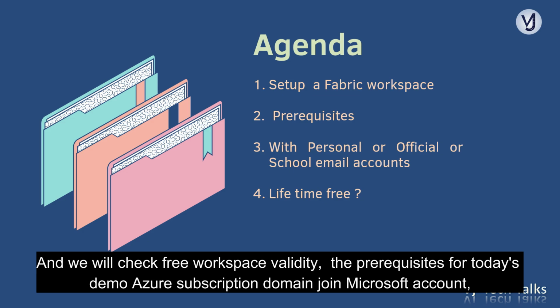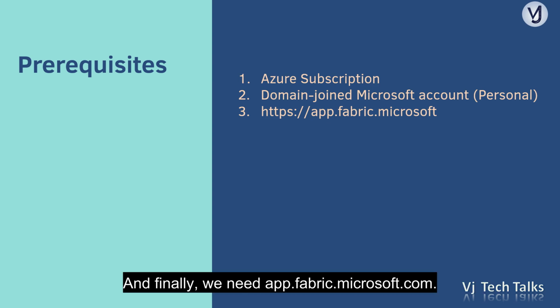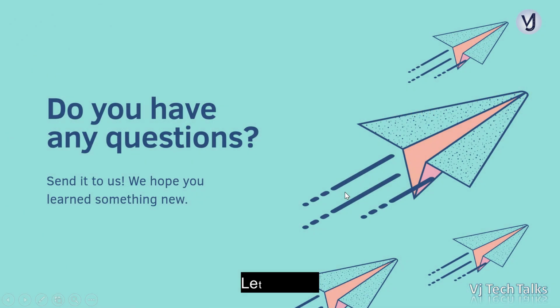And we will check the free workspace validity. The prerequisites for today's demo: an Azure subscription, a domain-joined Microsoft account. It should be our personal account since we don't have an official or school account. And finally, we need app.fabric.microsoft.com. Let's begin.